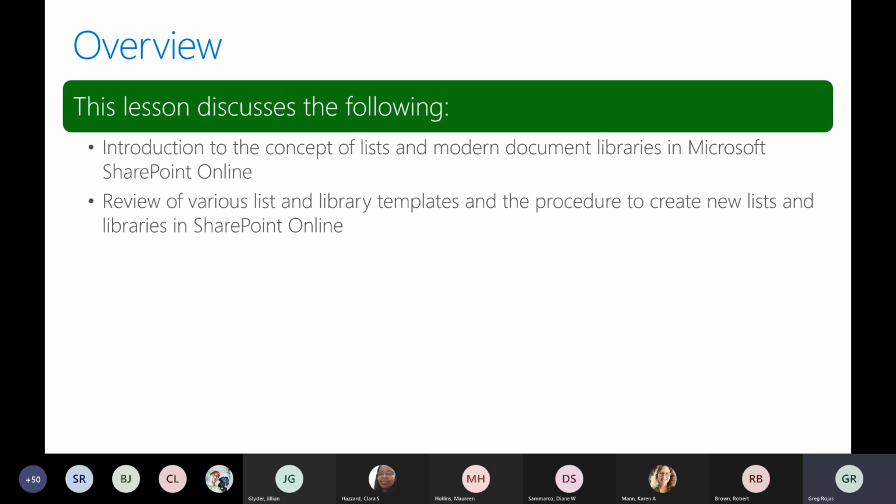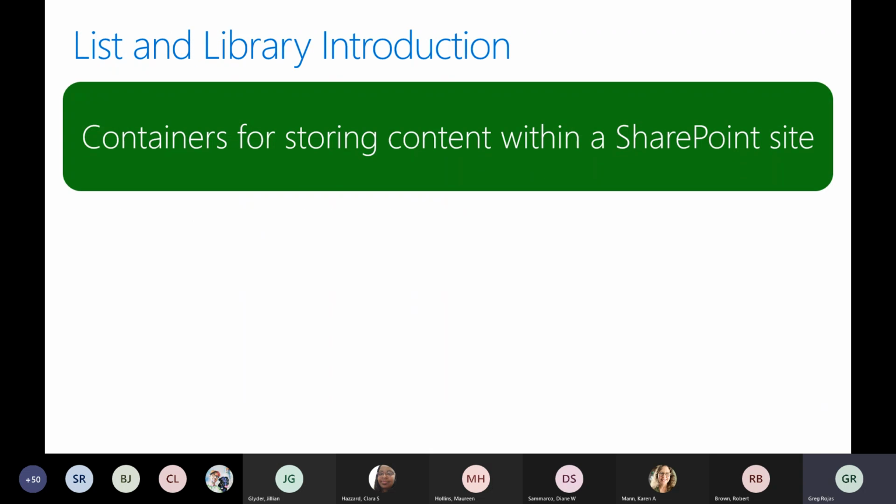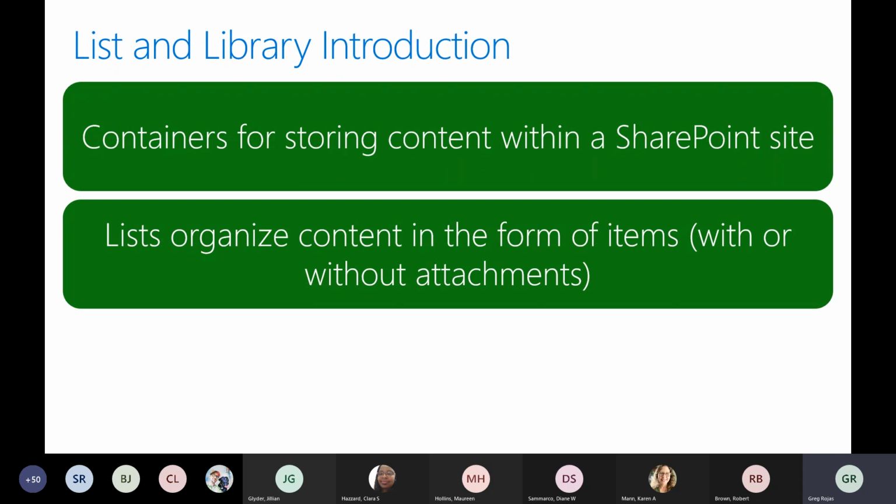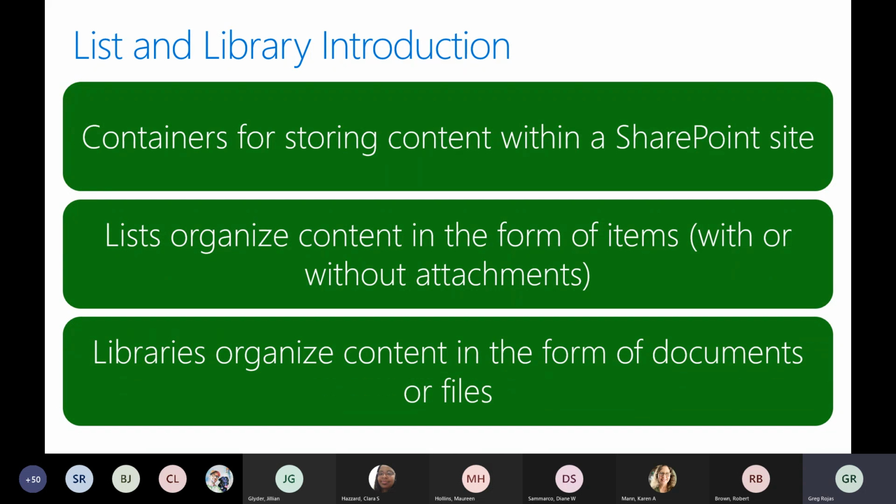So what we're going to do is talk about some of these lists and libraries. What are they? Well, they're kind of the same, right? They're just containers inside of SharePoint for you to put stuff in. A library is for files, which makes sense, right? You put books in a library, you put files in a library. When it comes to a list, it's kind of like an online spreadsheet. A list is where you can see and add rows and fill in columns of data. It just kind of looks like an online spreadsheet. Okay?